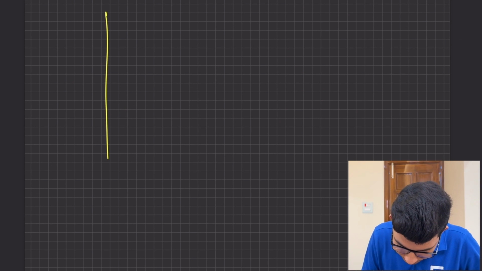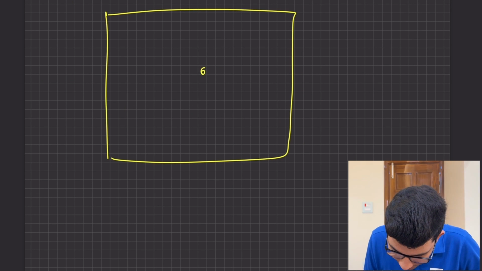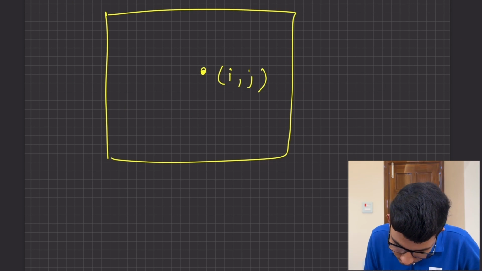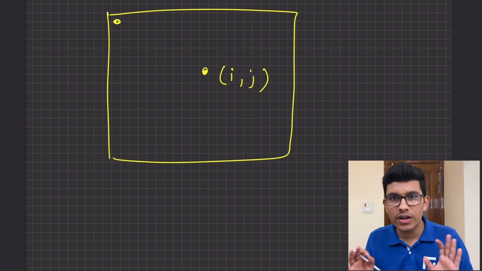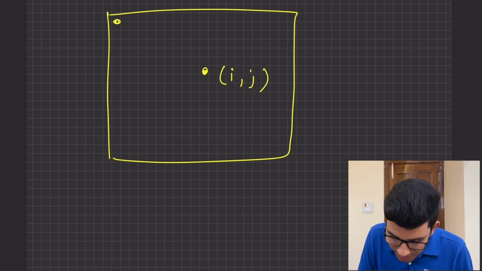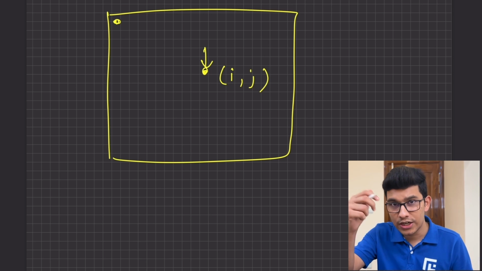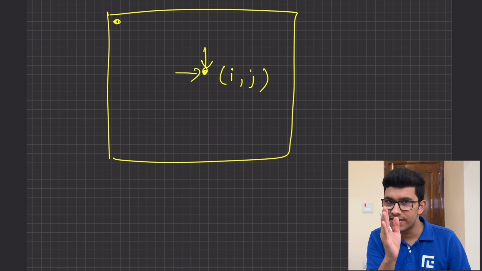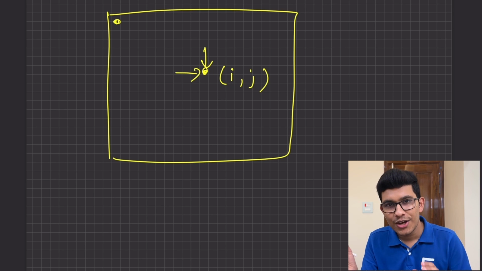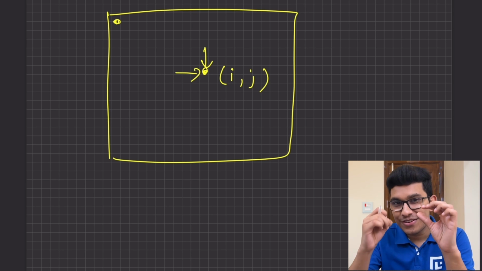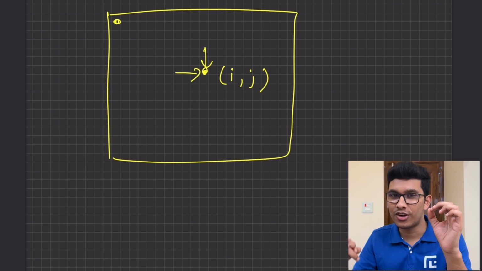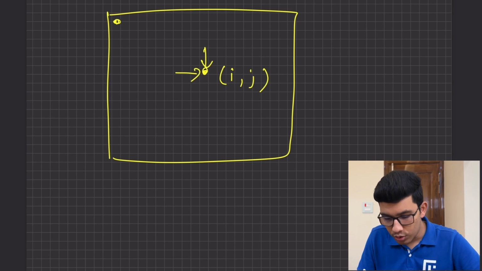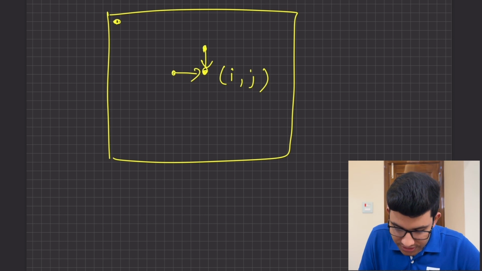Clearly, if this is the grid, you're coming to i comma j from 0 comma 0. So what are the two different ways in which you can come to i comma j? You can either come from the top, because the top cell is allowed to go down, or you could come from the left, because the left cell is allowed to go right. Correct? So we will also have to talk about how you can reach i comma j.